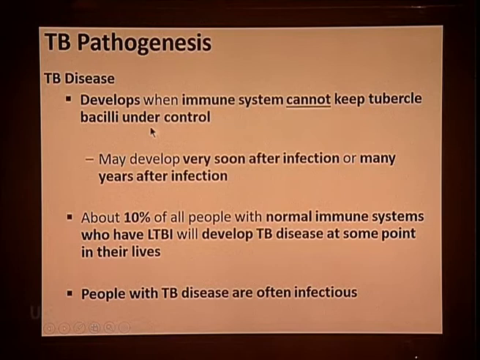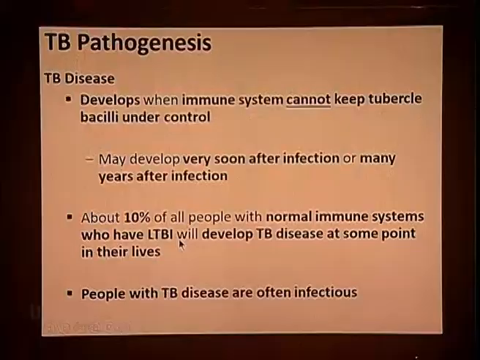The development of LTBI to the proper tuberculosis disease, that is TB disease, occurs when the immune system cannot keep the tubercle bacilli under control. Now, this development may happen very soon after infection, or it may happen many years after infection, depending on how long the LTBI remains latent. It has been seen that on average about 10% of people with normal immune systems who have LTBI will develop TB disease at some point in their lives. In contrast to LTBI, people with TB disease are mostly infectious.